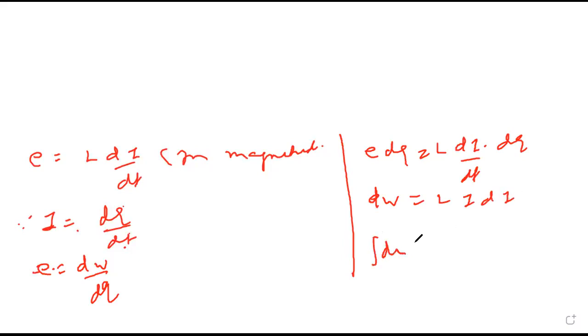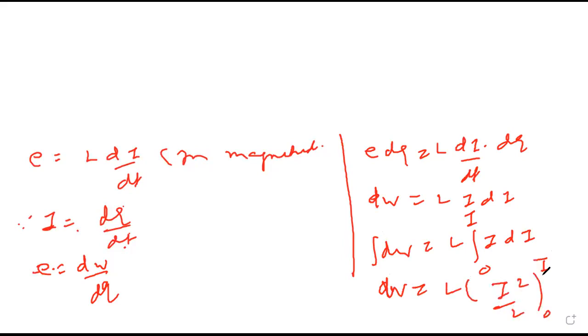So total work done is the integration of L I dI from minimum current to maximum current. So total work done is L I squared upon 2 from 0 to I. So work done is half L I squared. This is stored in the inductor in the form of energy. Therefore, energy is half L I squared.